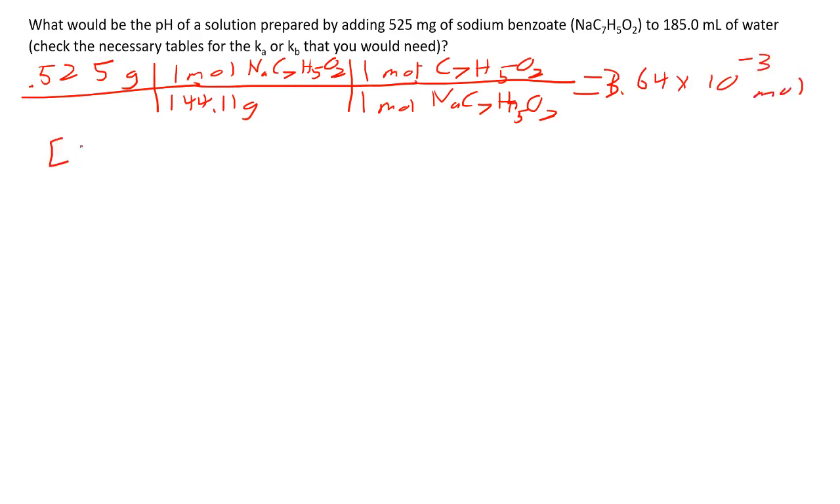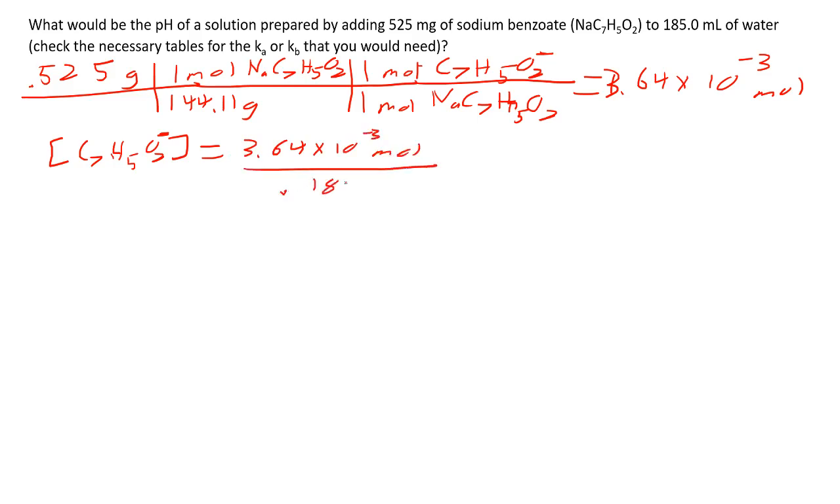We then need to get the actual concentration of our benzoate ion. And if we do that, and that's got a minus on it. I almost forgot my minus sign. Remember, because it lost the Na+, so it's got to have a minus to balance that. So we would have 3.64 times 10 to the minus 3 moles. We're going to divide that by our volume, 0.185 liters. And from there, we're going to get 1.97 times 10 to the minus 2 molar.